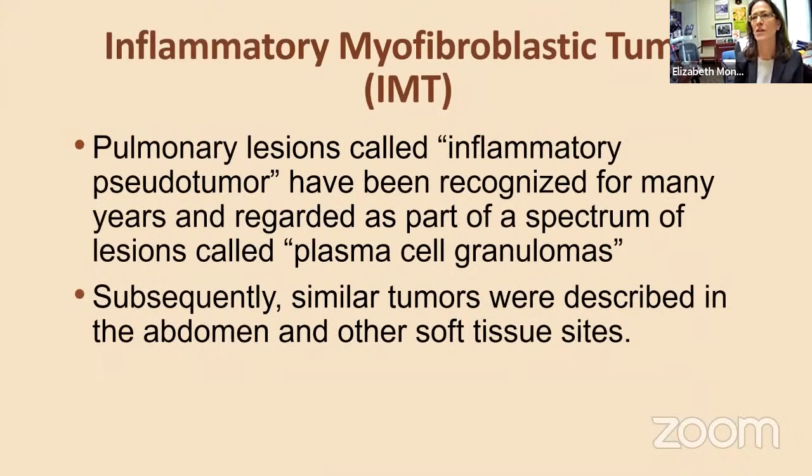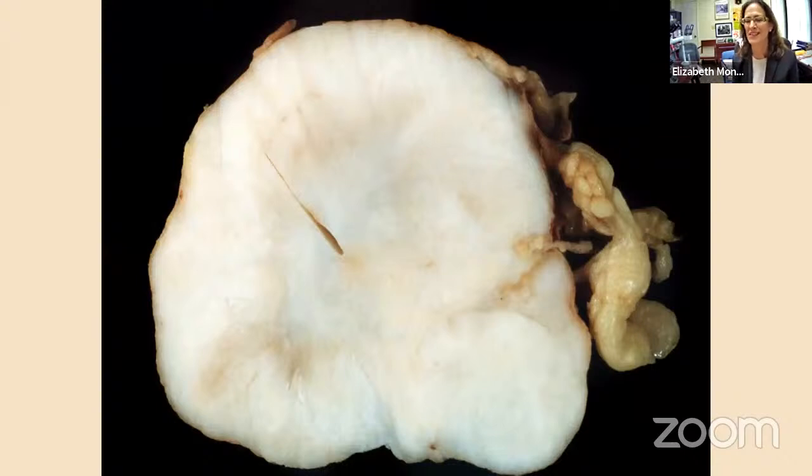I'd like to talk a little bit about inflammatory myofibroblastic tumor. I'm older, so I remember before these were well described, and we talked about pulmonary inflammatory pseudotumors and plasma cell granulomas. And then we started to drill down and notice, oh gosh, similar tumors can be found pretty much anywhere in the body, but they were first noted in the abdomen and retroperitoneal areas. So this is such a case. I didn't put a ruler, but it was a giant sarcoma-like thing that was in the mesentery.